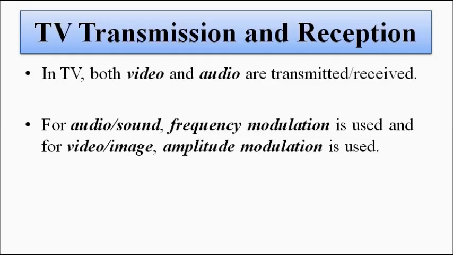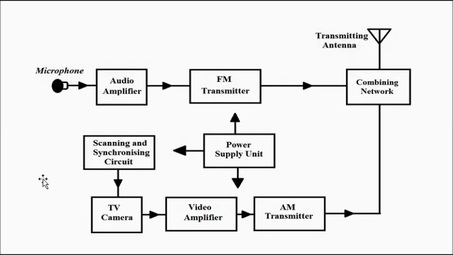First, the basic block diagram of a TV transmitter. Here, the whole block diagram can be divided into two parts, one section for audio or sound and one for video. This top section is for sound or audio: the microphone, audio amplifier, and the frequency modulation transmitter or modulator. This portion consists of the TV camera, the scanning and synchronizing circuit, the video amplifier, and the amplitude modulation transmitter, that is for the video. The power supply unit is common to all the blocks. It supplies the necessary power.